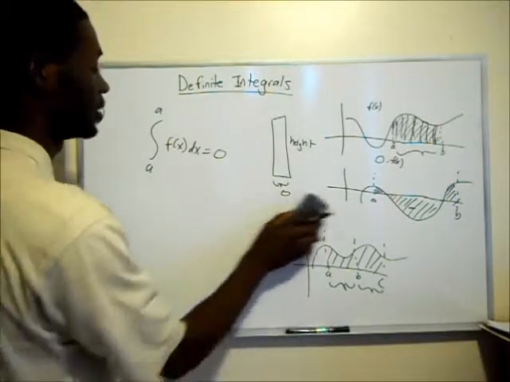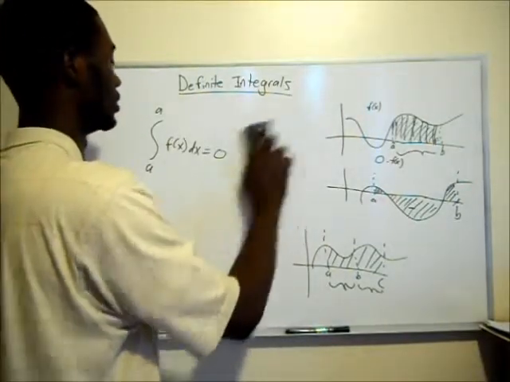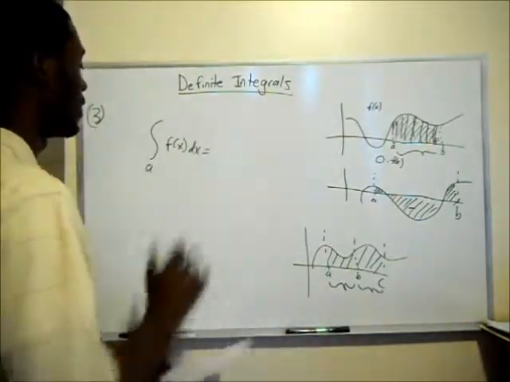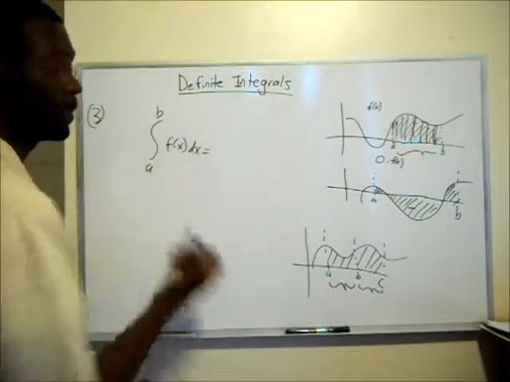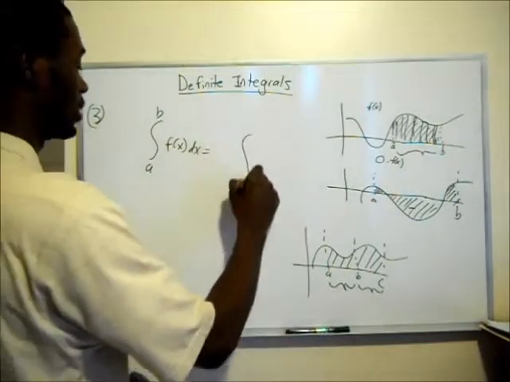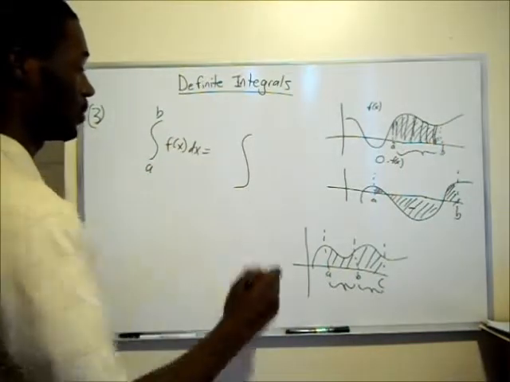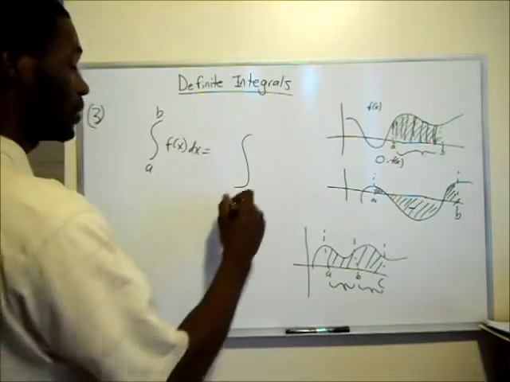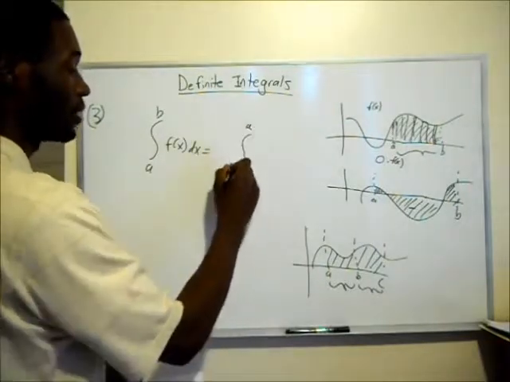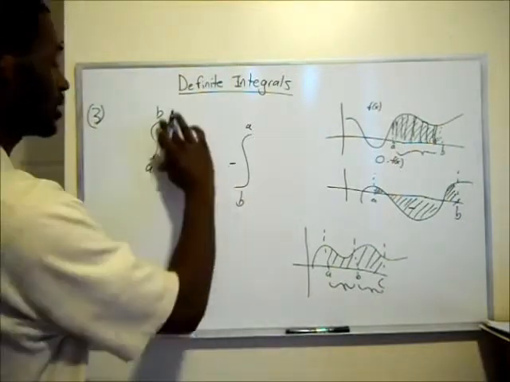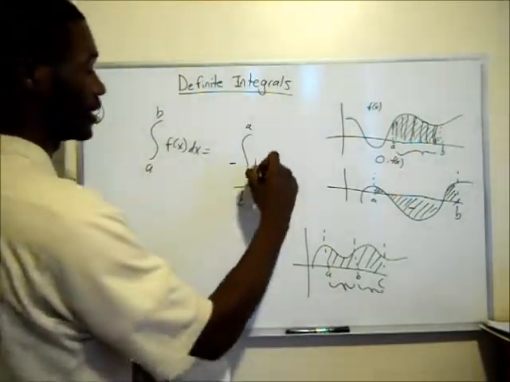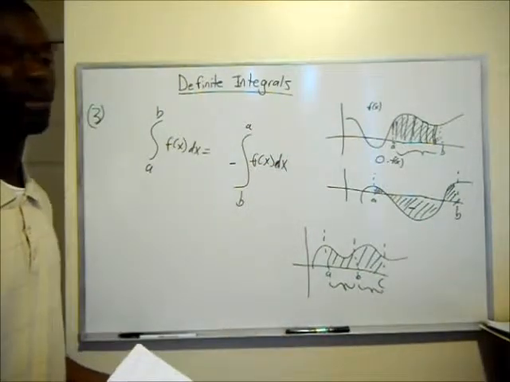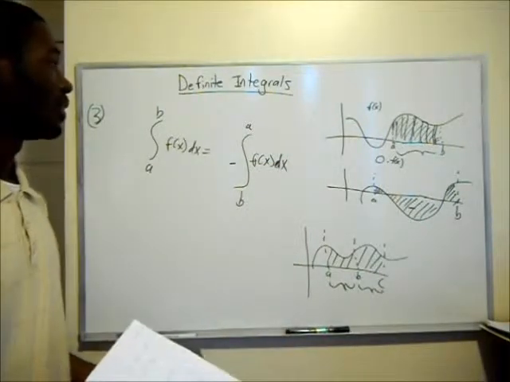And lastly, we have this one. We have the integral from A to B. If we're going to go from A to B and we want to switch it, it's the same as the integral from B to A, but with a minus sign. So we switch the endpoints, but we have to put a minus sign, f of x dx. Okay, so these are the tools we have to work with definite integrals.